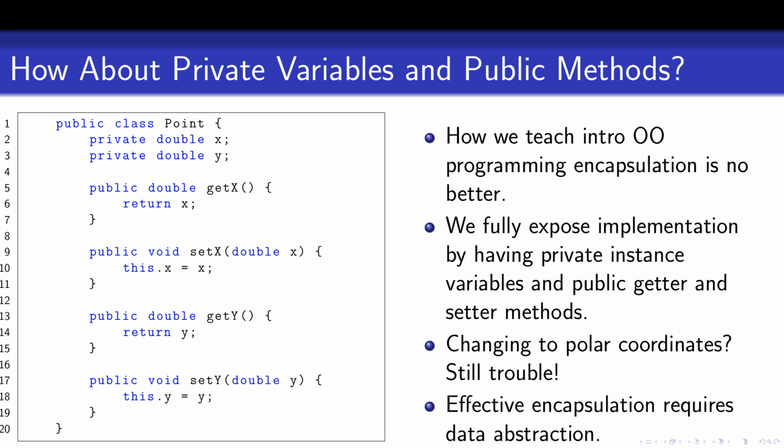Now, you might think private variables with public getters and setters solve this, but hold up, that's not true encapsulation. Take this point class. Private X and Y with getX, setX, getY, setY methods might seem secure, but it's still exposing the implementation. Anyone using those methods knows you're working with rectangular coordinates, and switching to polar still forces a major overhaul. This is how encapsulation is often taught in intro programming, but it's not enough. Real protection comes from abstraction, not just access control.